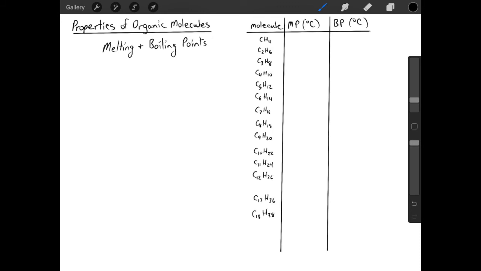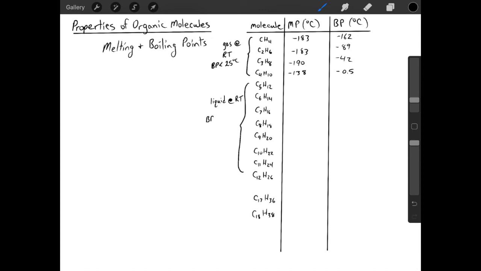Remember that smaller molecular weights, or smaller molecules, corresponds to small dispersion forces. So the very small molecules are going to have very, very low melting and boiling points, and they'll be gases at room temperature. As the molecules get bigger and heavier, the melting points and boiling points increase, and then you have a group of hydrocarbons that are liquids at room temperature. And eventually you get large and heavy enough that the hydrocarbons are solids at room temperature.